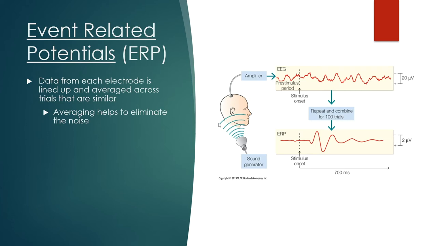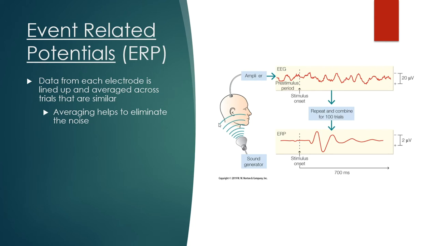But if we average all of the signals from when the black bar was presented, let's say that we presented 150 black bars throughout the experiment, if we average the signals of all of those black bars, what ends up happening is that we eliminate a lot of this noise and we get a much clearer signal. This down here, this averaged signal, is the event-related potential.